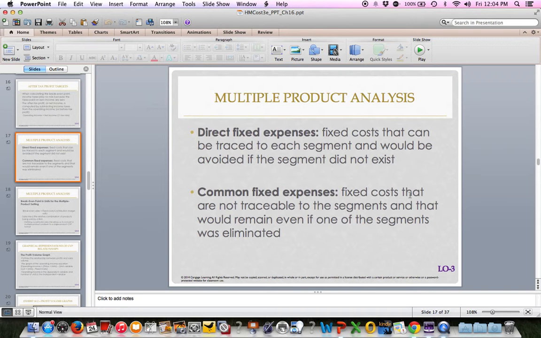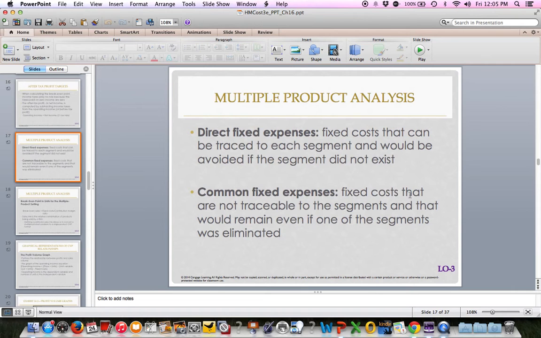Total direct fixed expenses for a multi-product line are fixed costs that can be traced to each segment and would be avoided if the segment did not exist. They walk us through that on the bottom of page 834. They show us a company that has snowboards, and they make a regular and a deluxe. They show us sales less variable cost, which is contribution margin. They subtract direct fixed expenses, right? Those are direct fixed costs traceable to a product line. If that product line were to disappear, those fixed costs would also disappear.